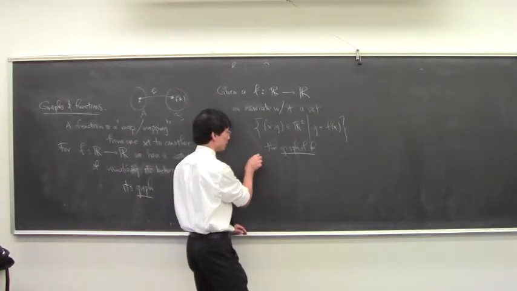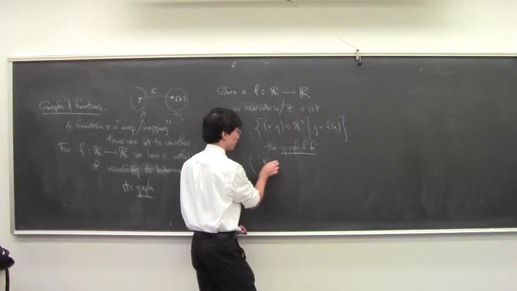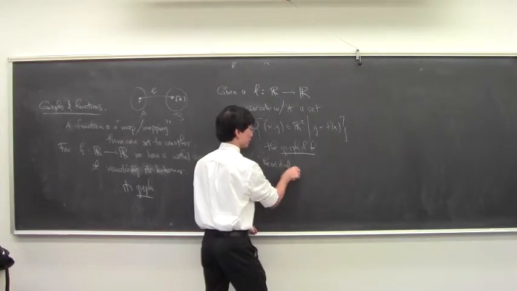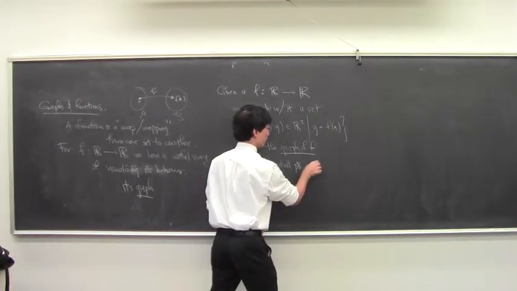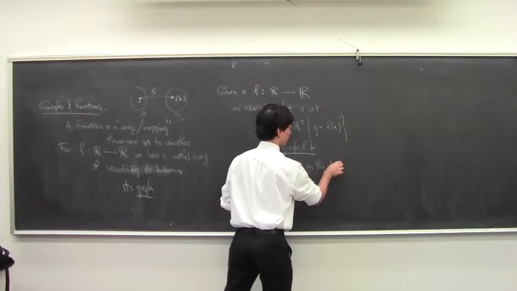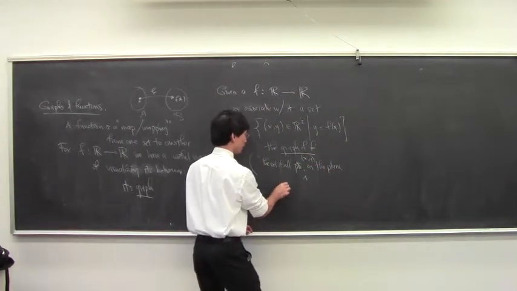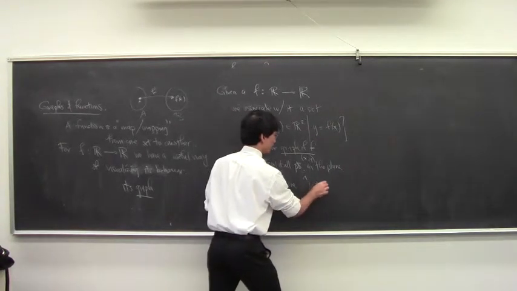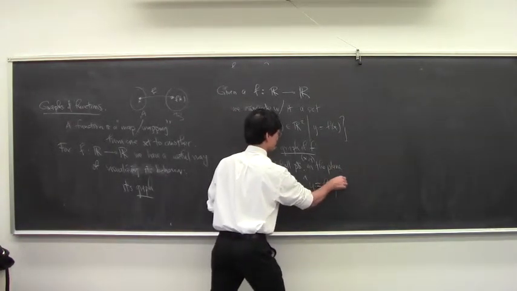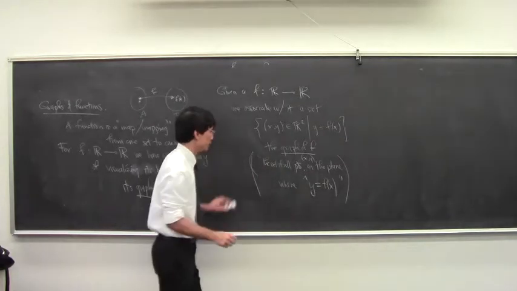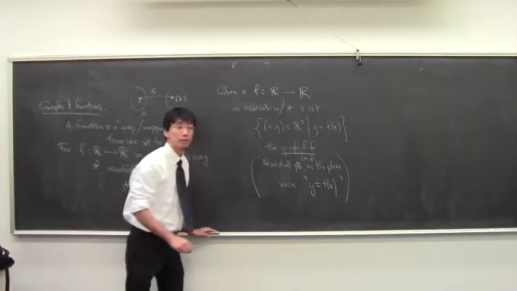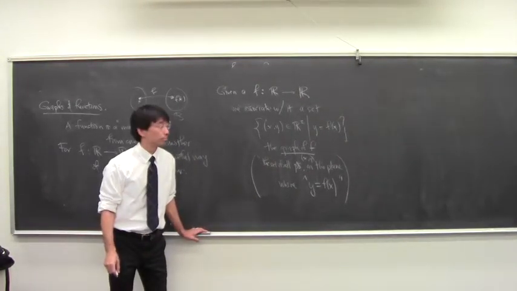So in English, the graph is the set of all points on the plane, the set of all points x, y on the plane where y is f of x.